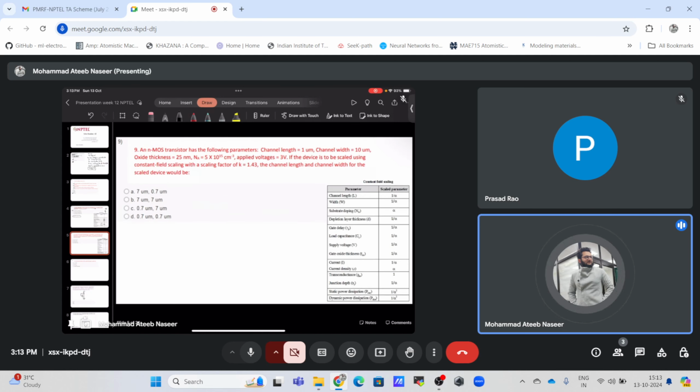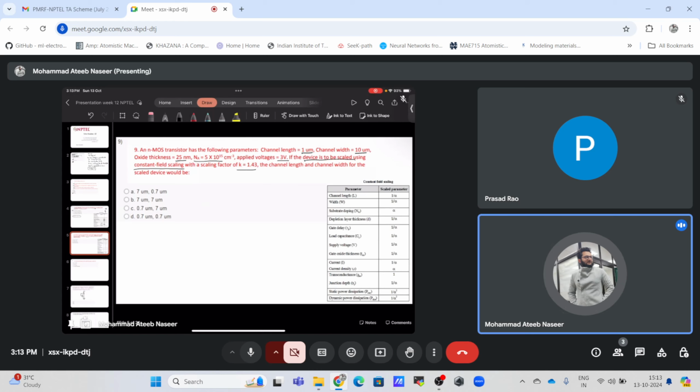Now there is another method, which you will see in this problem. It says that an NMOS transistor has the following parameters: channel length is 1, channel width is 10, oxide thickness is this, substrate doping is this, applied voltage is this. Now the device is scaled such that the scaling factor is this, and we have used constant field scaling.